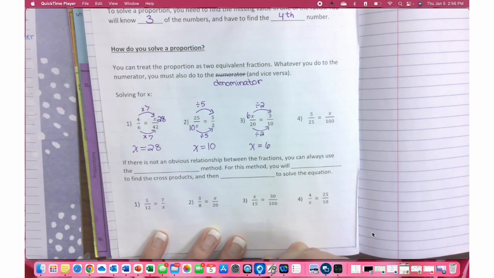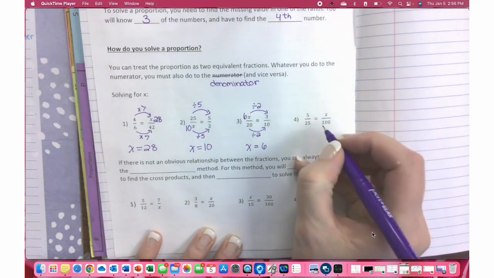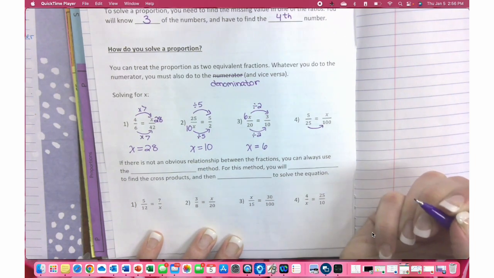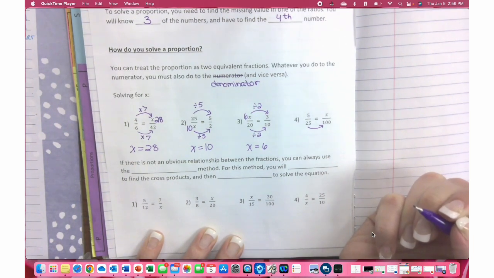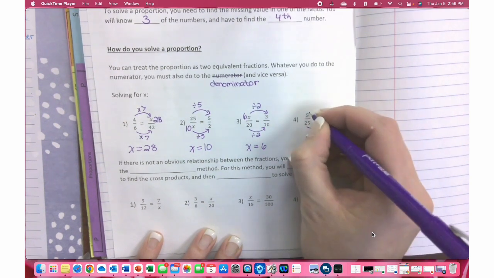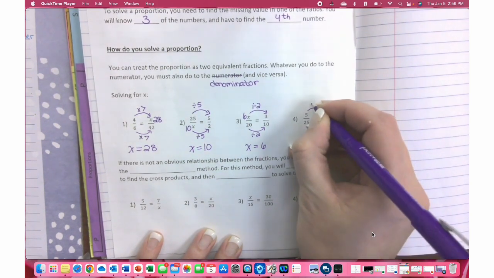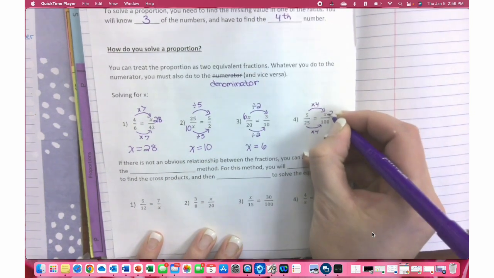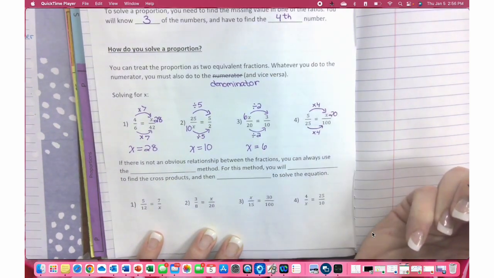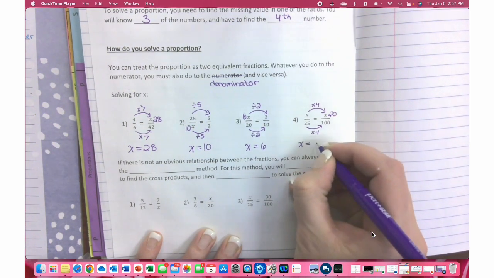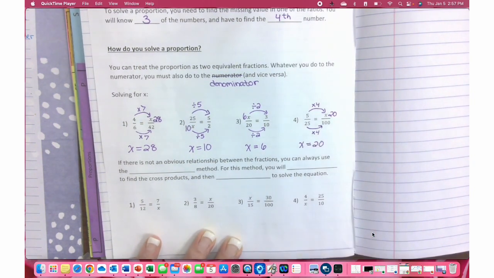And our last example here, I know both of my denominators, so I have to figure out how a 25 would turn into a 100. I know that 25 times 4 gives me 100, so I would multiply by 4 in the numerator as well. So 5 times 4 would give me 20, so 20 would go where the x is, so that means x is equal to 20.